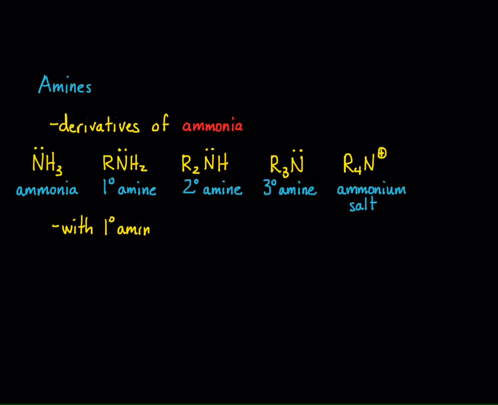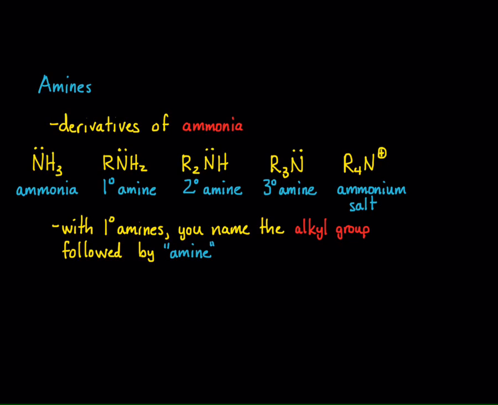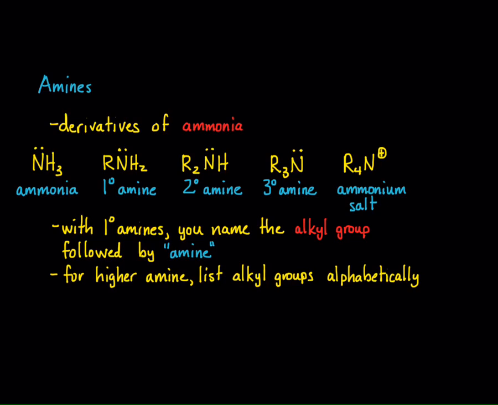Now, with primary amines, you can also name the alkyl group followed by amine. So this is how you name primary amines. You simply name the alkyl group coming off of the nitrogen, and then you follow that by amine. For higher classified amines, you simply list the alkyl groups alphabetically. So you list all the alkyl groups, and then you follow that by amine. So let's start with a very simple one. CH3NH2 is called methylamine.